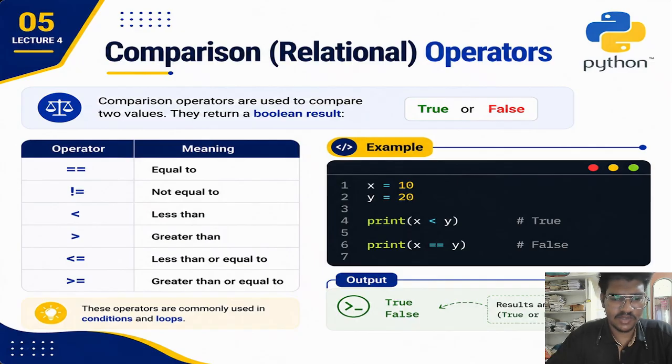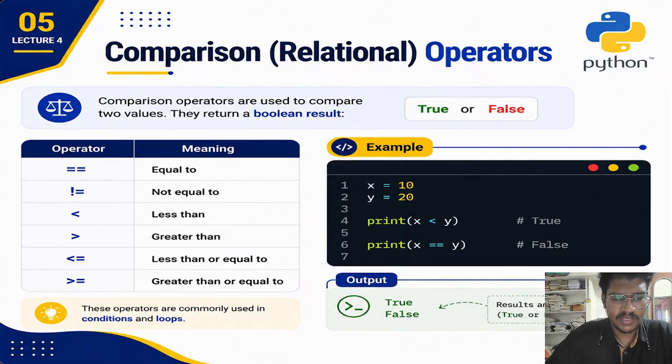For example, age is equal to 25. If age is greater than or equal to 18, print you are an adult, else print you are minor. Here age is greater than or equal to 18 evaluates to true, since 25 is greater than or equal to 18, so the if block is executed. This is the power of comparison operators. They allow our programs to make decisions.